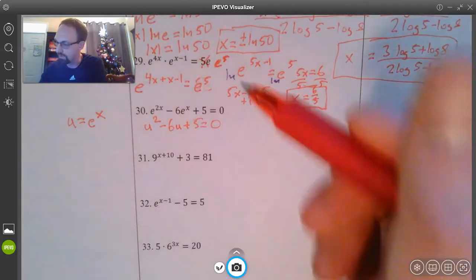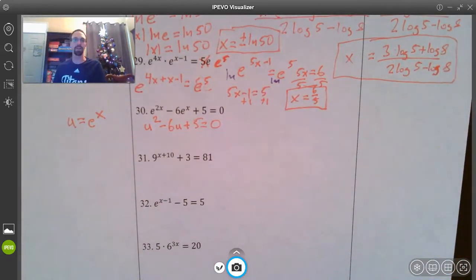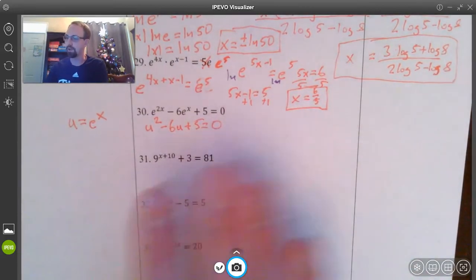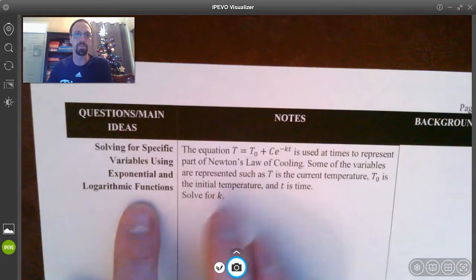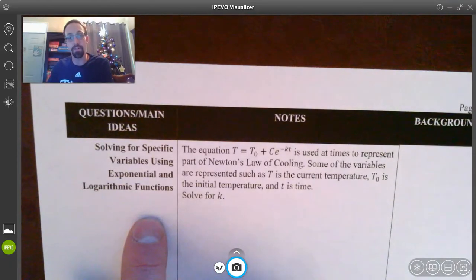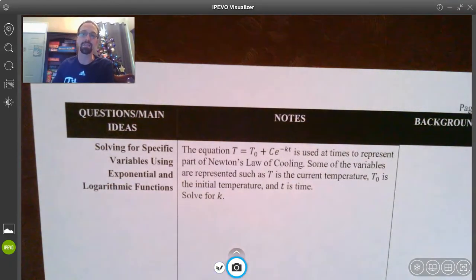So we will finish out the rest of these remaining ones in class as well, and then talk about the example problem with solving for specific variables using logarithmic and exponential functions in class as well.